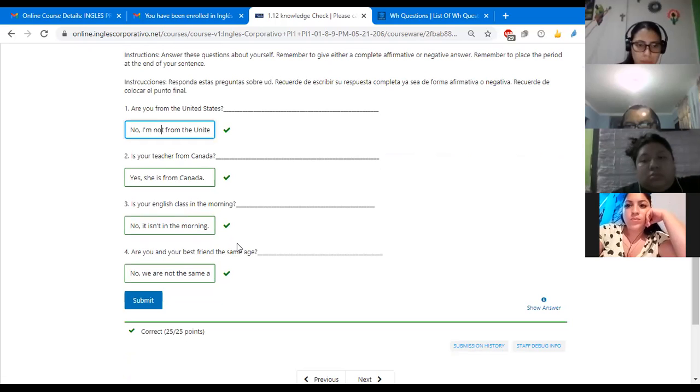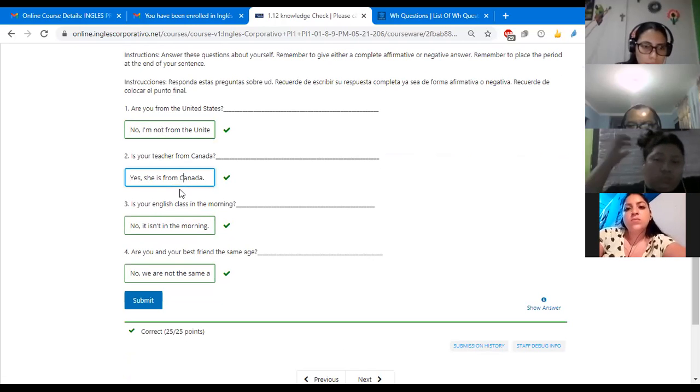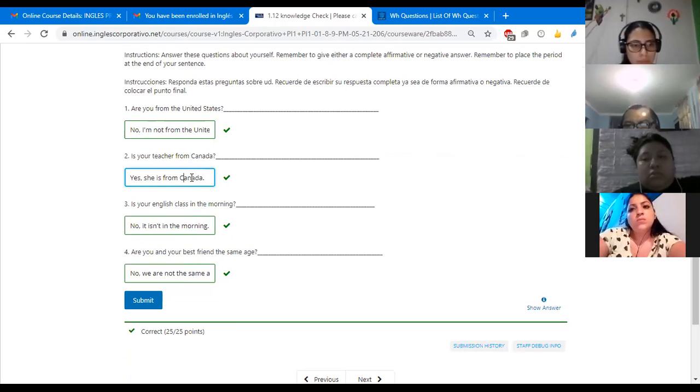Yes, those are small grammar and punctuation rules too that we have to consider, right? Capital letters, and for the countries also, right? For the countries too, proper nouns, we have to use the capital letter.